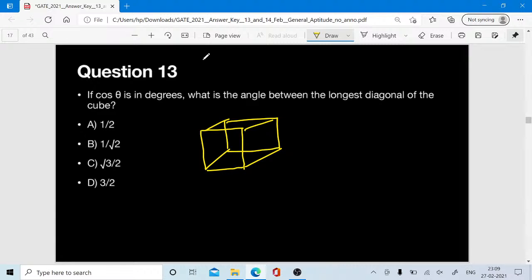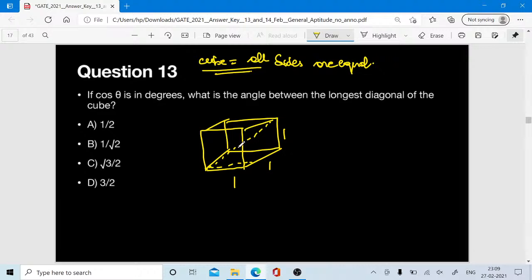You know that in a cube, all the sides are equal, yes or no? All the sides are equal. So this is 1, 1, 1. So if I make a triangle here, this is going to be 1, 1 and 1.